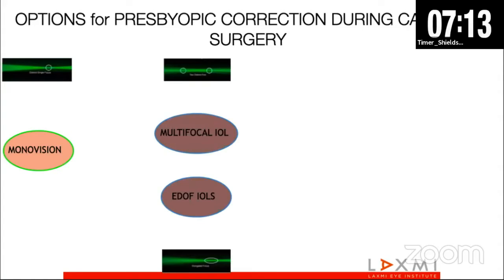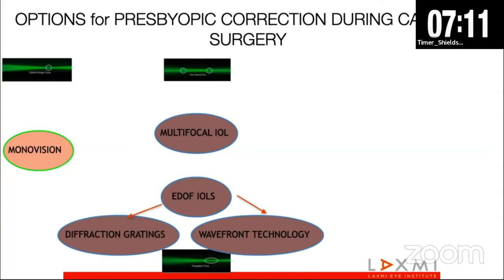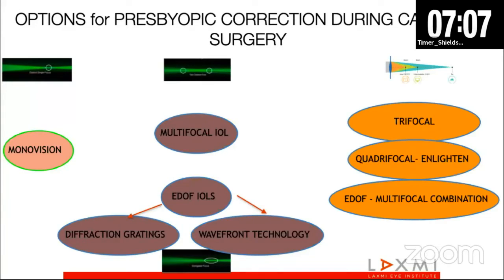So there was always a need for presbyopia correction during cataract surgery. The options for presbyopic correction during cataract surgery include monovision, multifocal lenses, and EDOF lenses, which could be diffractive technology or wavefront technology. And the newer lenses are trifocal, quadrifocal, and EDOF multifocal combinations.